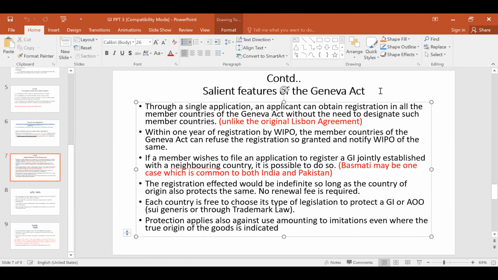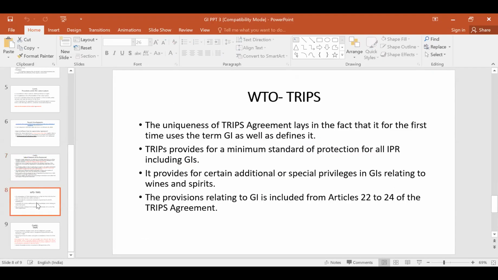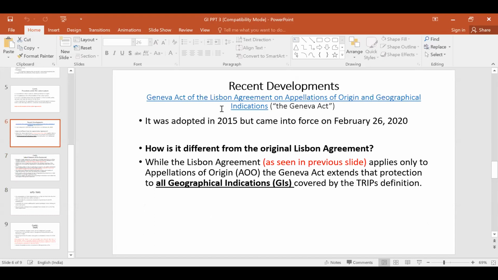So the Geneva Act retains it because they know that there will be huge opposition from America, Australia, and many other countries if they make sui generis legislation compulsory for GI law. So they leave it free to the countries to decide whether they want a sui generis legislation or trademark law. Now, as I told you, most of the disadvantages of the Lisbon Agreement have been taken care of by the Geneva Act, and it is now discussed by many scholars of Geographical Indication law that India should not delay, and India should actually file for international registration under the Geneva Act.